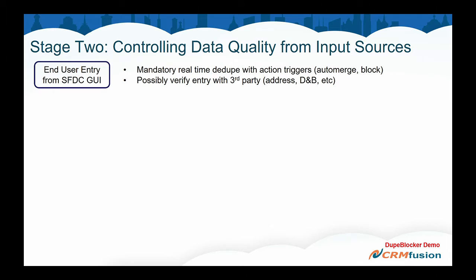When talking about controlling input sources from the end user, this really comes down to mandatory real-time deduplication technologies. For example, my company makes a product called Dupe Blocker. We can stop users from entering dupes, and I'll show you that one in a little bit. We can literally make it impossible for the user to enter a record that matches another record on custom criteria. Not allowed to, throw an error message, ain't gonna happen.